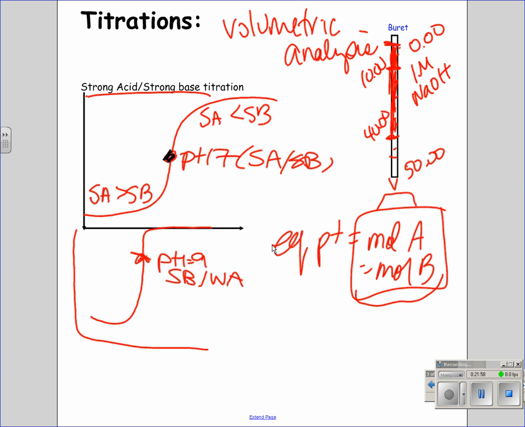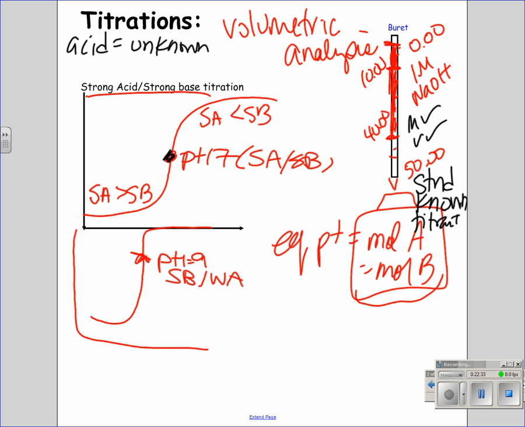Okay, so I've told you volume and molarity for the sodium hydroxide. I know everything about sodium hydroxide. So when I know something about it, I know both the molarity and the volume, then I call it the standard, the known, or the titrant. It has 3 names. If I know everything about one of the reactants, I call it the standard, the known, or the titrant. So the other one, the acid I may not know everything about. So in this case, my acid is called my unknown, or my analyte.